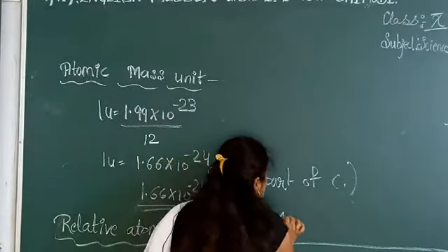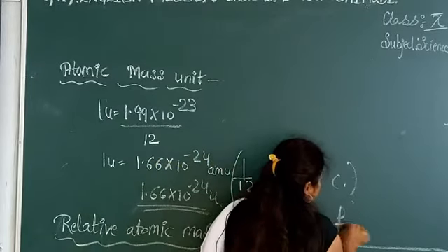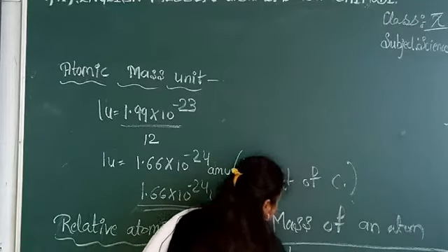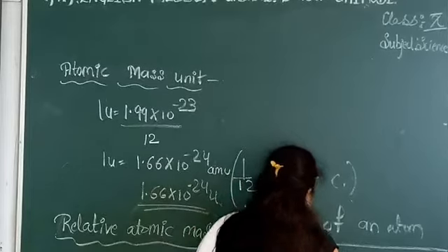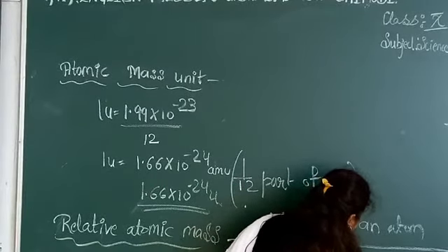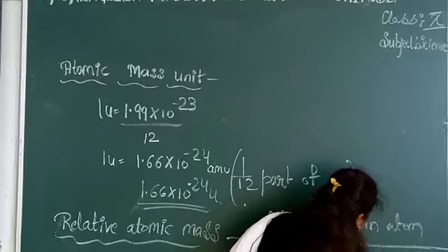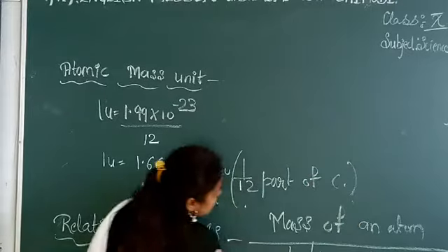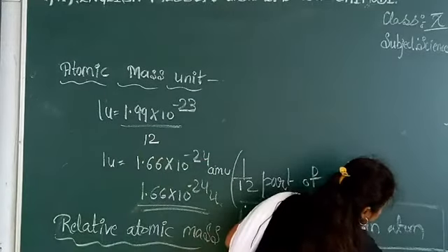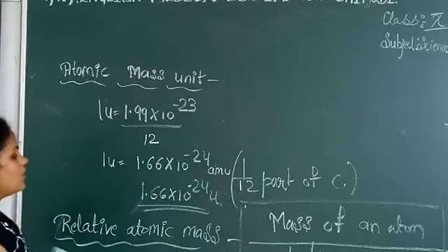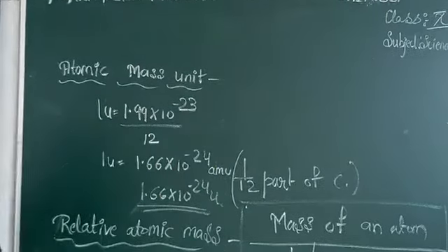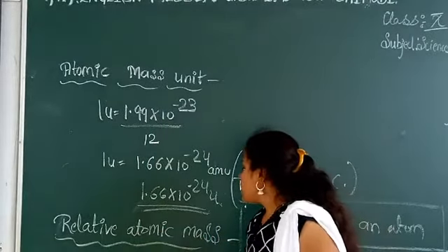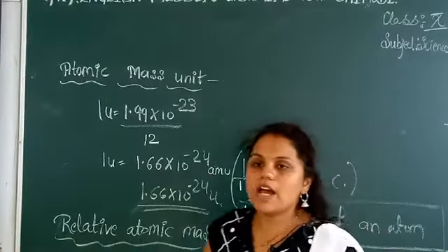So the mass of an atom divided by 1 U, or 1.66 into 10 raised to minus 24 unit. This is our formula to calculate the mass of any of the elements, or you can say the relative atomic mass, which helps to calculate the mass of any one of the elements.